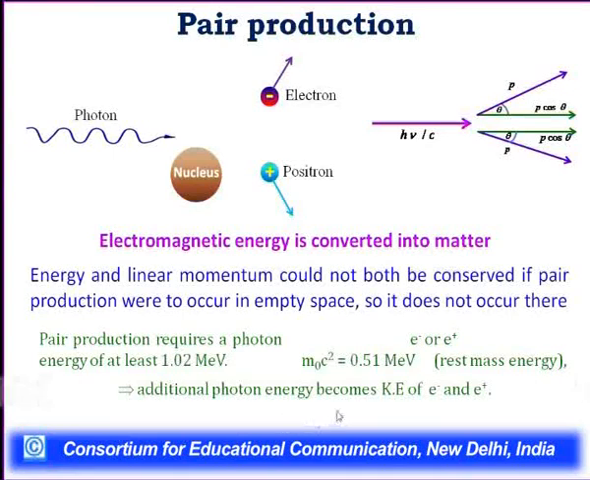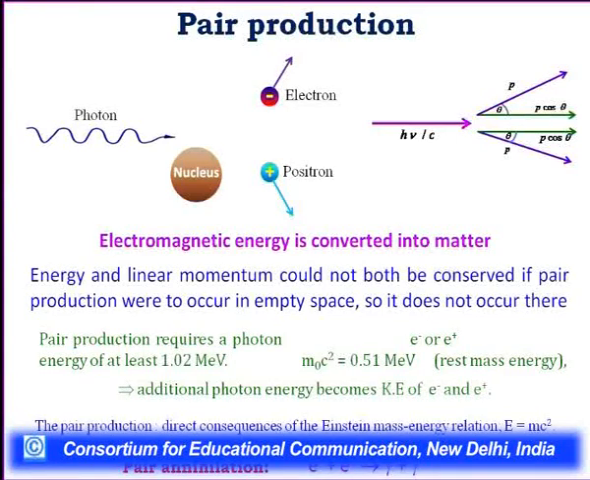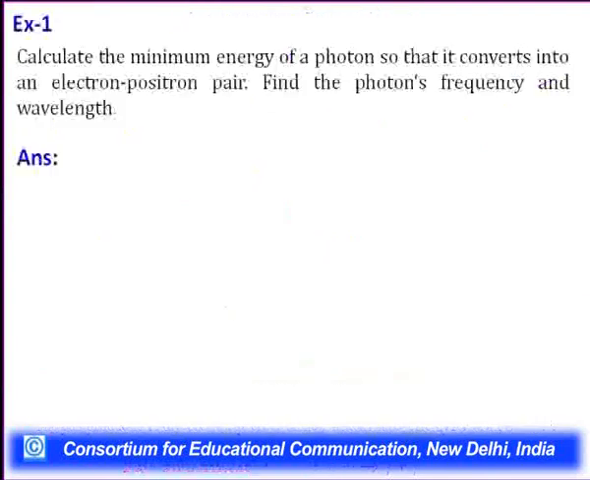Then additional photon energy becomes kinetic energy of the electron and positron. Pair production is a direct consequence of Einstein's mass-energy relation, which is defined by E = mc². Then pair annihilation: electron plus positron is defined by the energy gamma plus gamma.